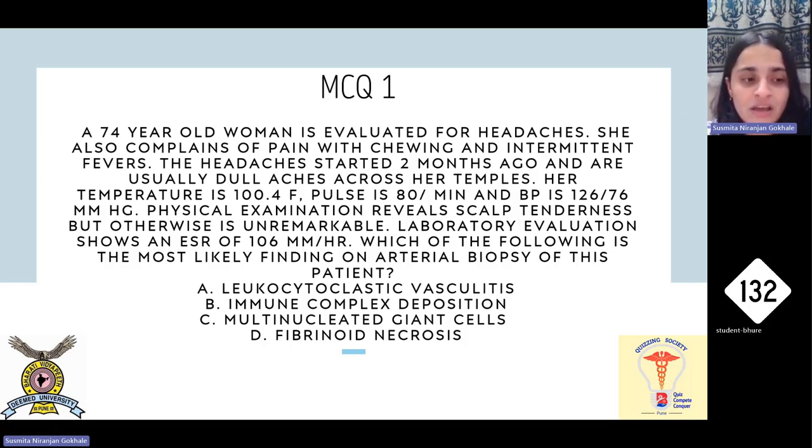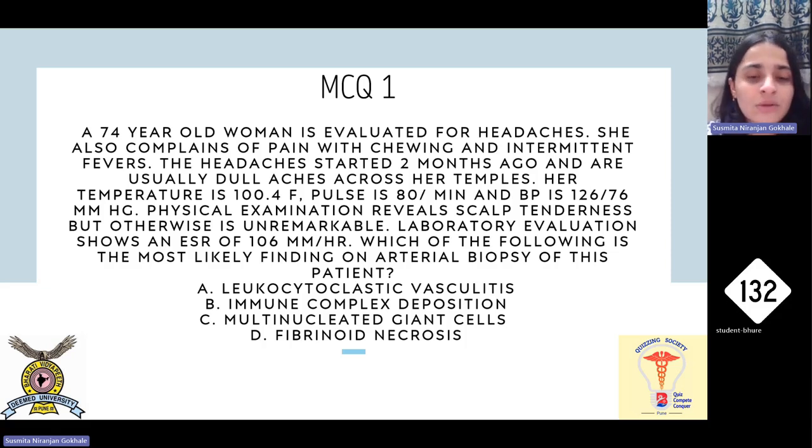So now we'll go on with the important points that are present in this MCQ. The key points are the symptoms, which are scalp tenderness, jaw claudication, and intermittent fevers. The most likely diagnosis, according to this history, will be giant cell arteritis. And the most likely finding on an arterial biopsy will be multinucleated giant cells, which is option C. But let us rule out all the options first.